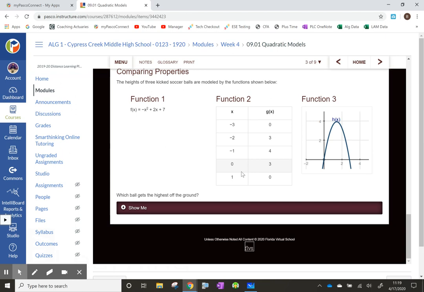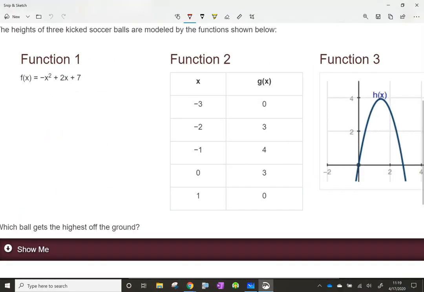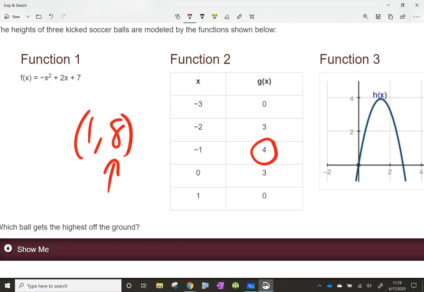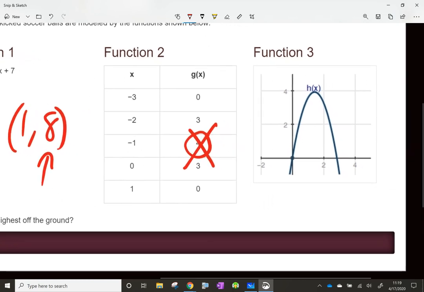Now, we don't have to do any more work here, because function 2 and function 3, soccer ball 2 and soccer ball 3, are already sort of on the graph. So if you look at the table for function 2, the highest it's going to get is 4 feet. Obviously, function 1 beats it because remember, function 1 had a vertex at 8 feet. So this is shorter than that. Function 1 is currently higher.